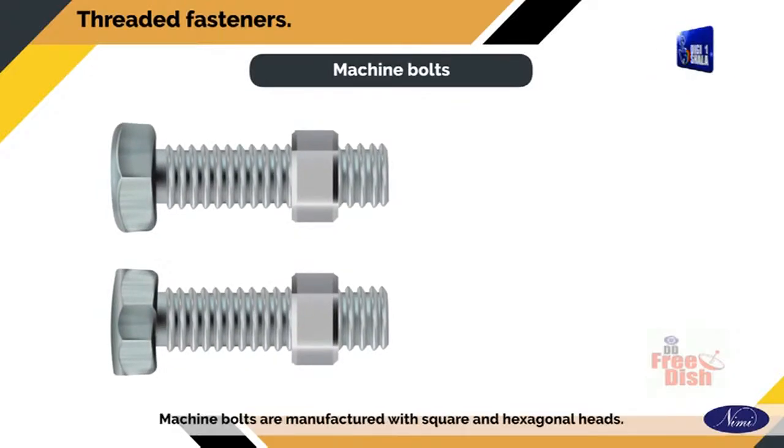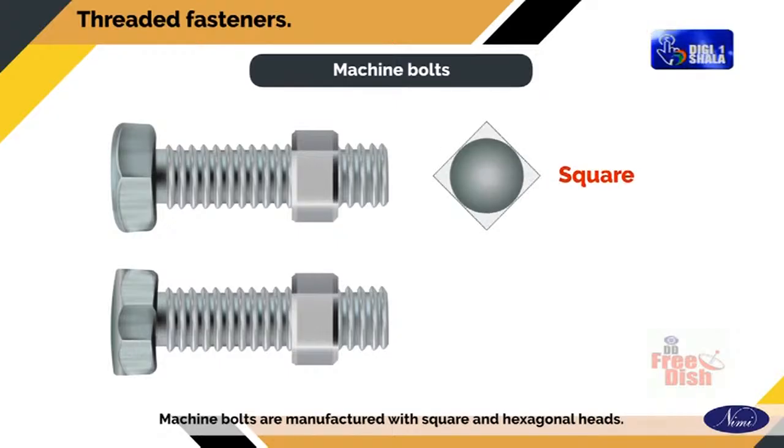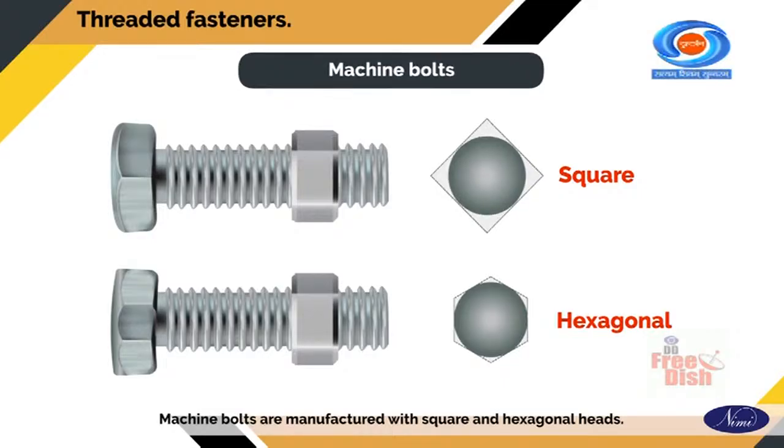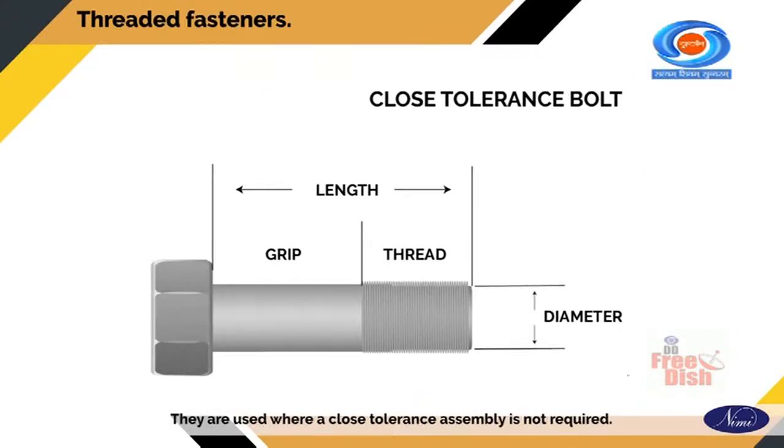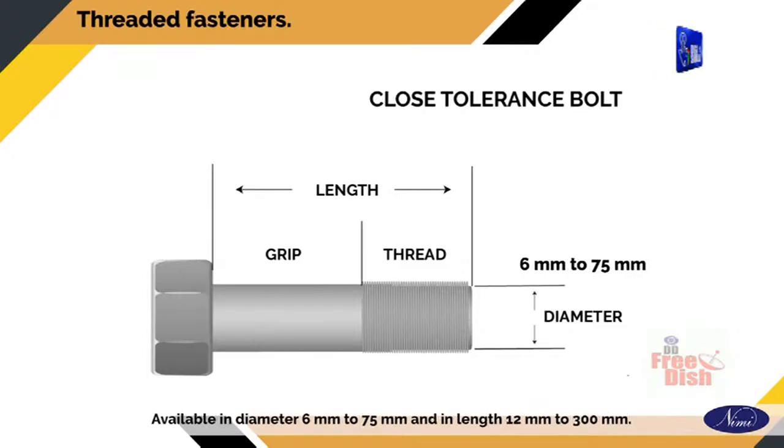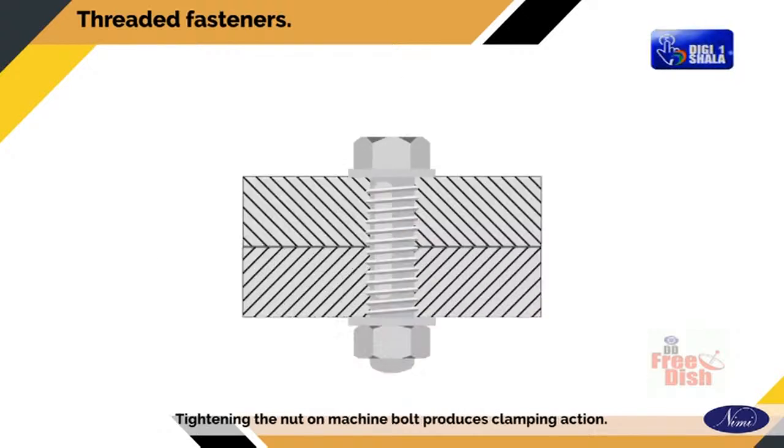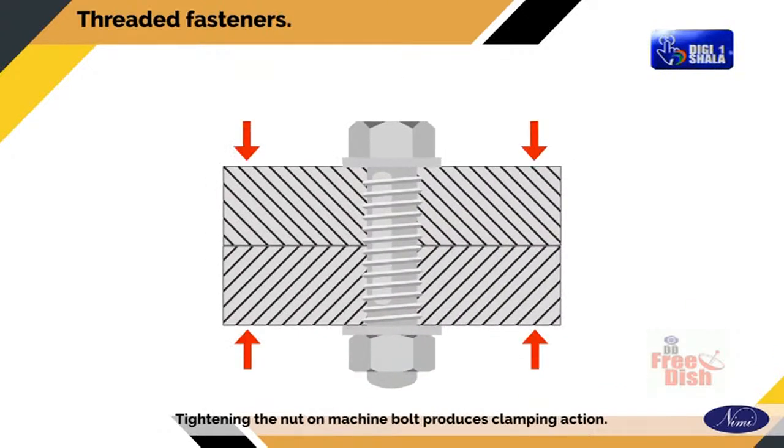Machine bolts. Machine bolts are manufactured with square and hexagonal heads. They are used where a close tolerance assembly is not required. Available in diameter 6 mm to 75 mm and in length 12 mm to 300 mm. Tightening the nut on a machine bolt produces clamping action.